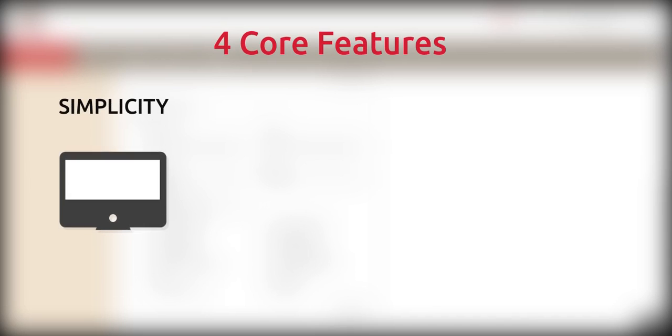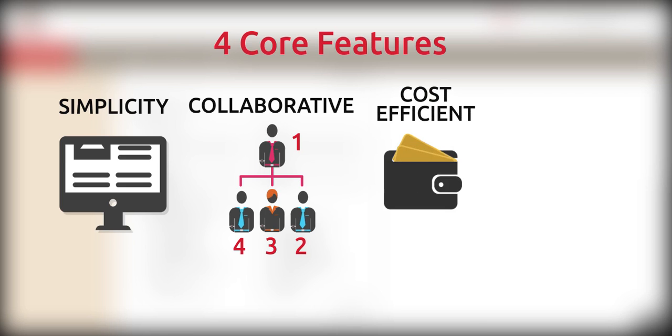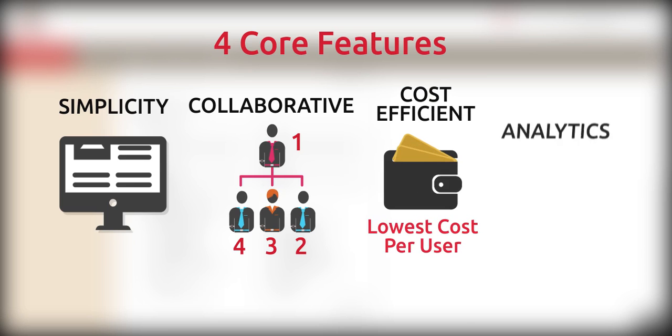Simplicity, a straightforward and easy-to-use interface so you can finish the tasks hassle-free. Collaborative, the hierarchy of the process is such that each person can be assigned a specific delegated role which reduces errors and delays, and streamlines the interface process. Cost-efficient. Procurement is the only software application that provides value to the customer at the lowest cost per user.